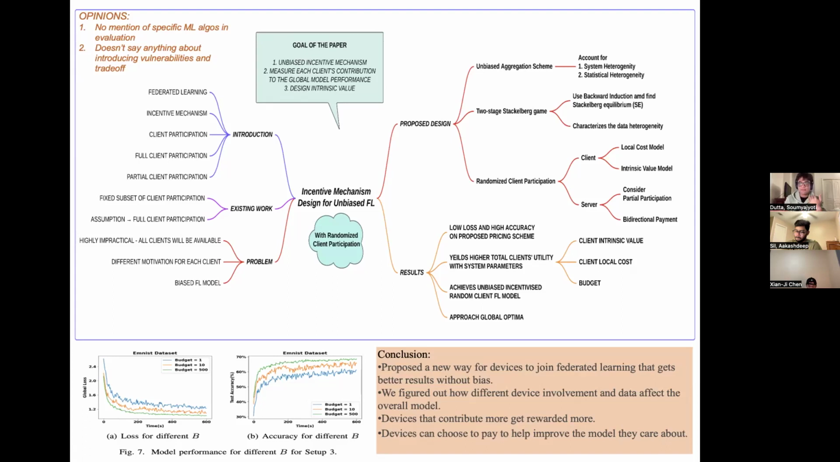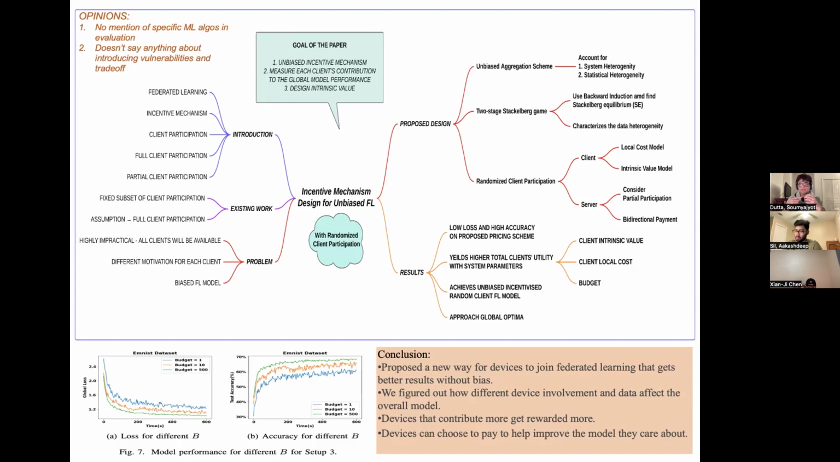So to solve the problem, we propose a novel approach where we have a new aggregation scheme which produces the unbiased model, takes into account system heterogeneity and statistical heterogeneity, and we model this entire optimization problem as a two-stage Stackelberg game. And also we take into account randomized client participation, and randomized client participation ensures that we don't have a fixed subset for the entire time of the global training objective.